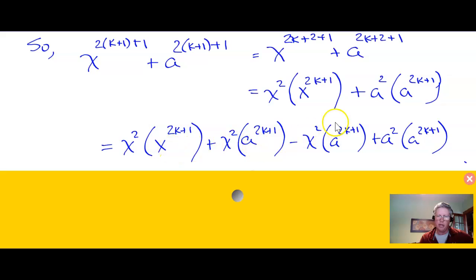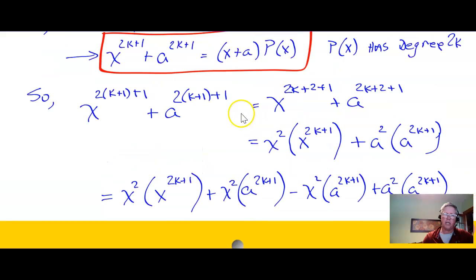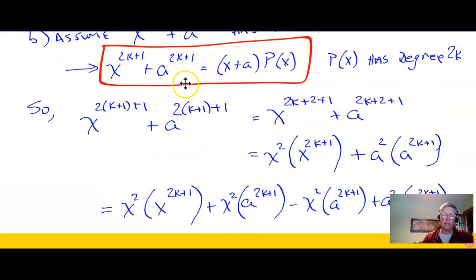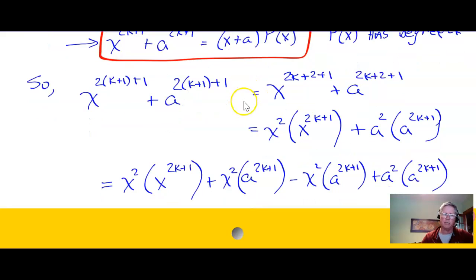What did I do here? It looks like I added this term because I got x squared and a, and oh, look at this. I added this term and subtracted the same term. Can I do that? Yeah, but why? Well, the motivation here is, can I get this x to the 2k plus 1 and this a to the 2k plus 1, if I can substitute in this for it? So there is a motivating factor.